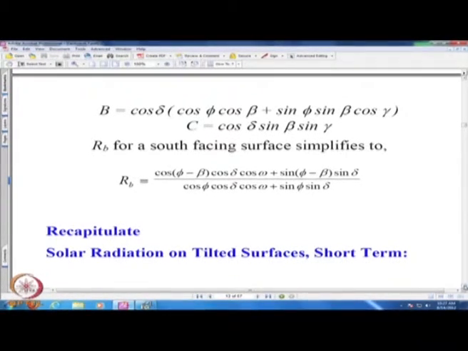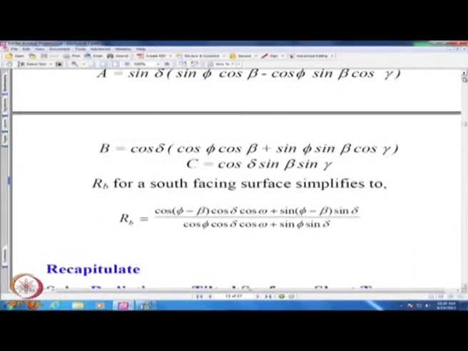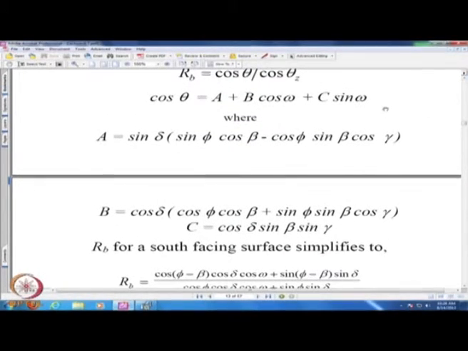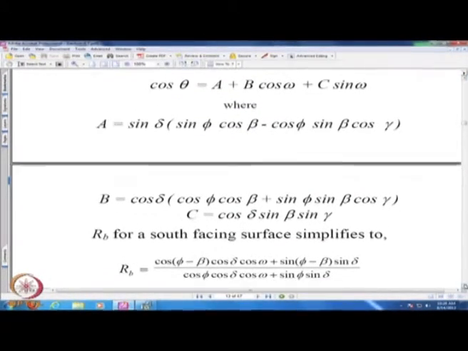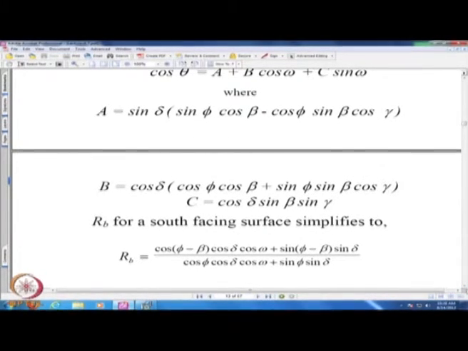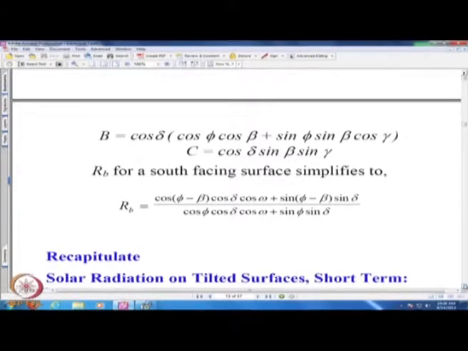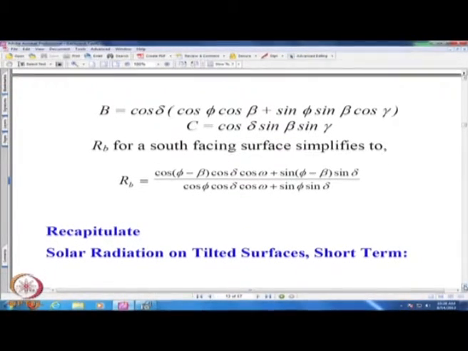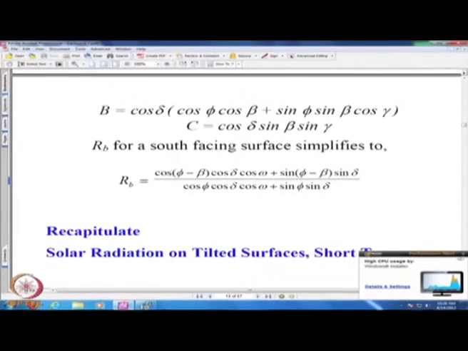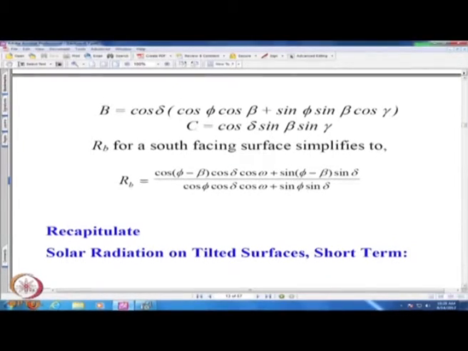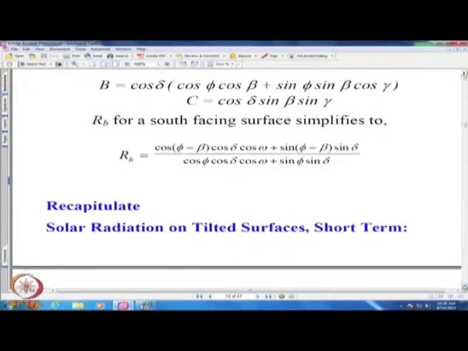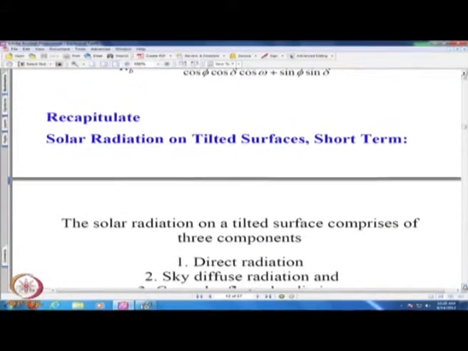So, this is, however, if it is a surface of general orientation, simply cos theta upon cos theta z, where cos theta is known and cos theta z is nothing but the expression over here in the denominator. So, before we proceed to the long term or the so called daily or monthly average daily solar radiation received by a tilted surface, in brief again we will recapitulate the short term values or details.